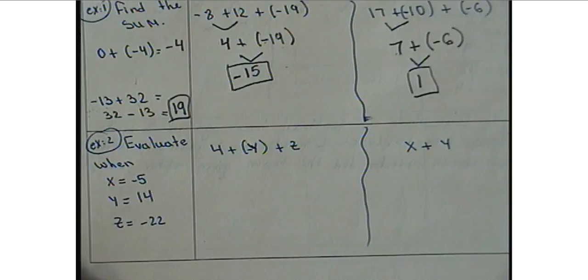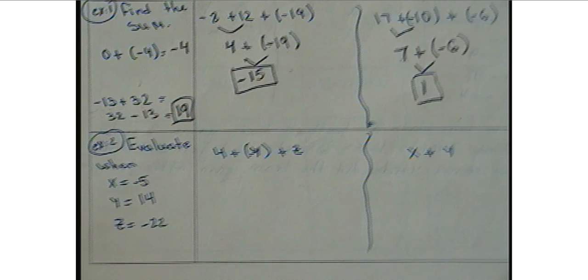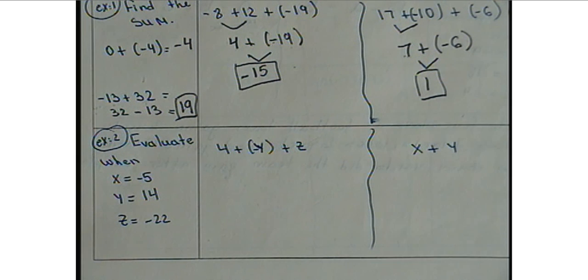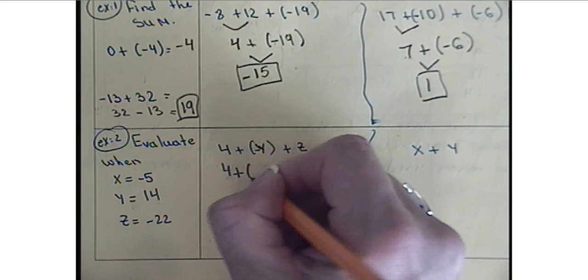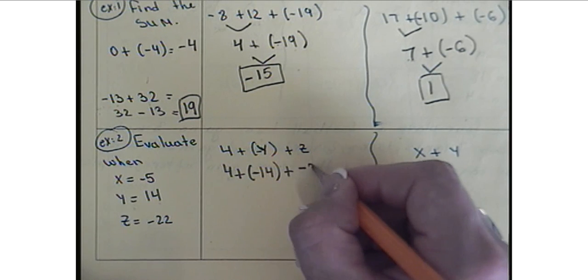We're asked to evaluate three expressions. So I'm going to keep those up here. You can go ahead and write down the answer. Otherwise, if you're done with those, look at the expressions. Evaluate those expressions when x is equal to negative 5, y is 14, z is negative 22. So we know when we have variables involved and variables equal to some number, we just need to substitute those variables with the exact number. So that will be 4 plus negative y, which is 14, plus z, which is negative 22.